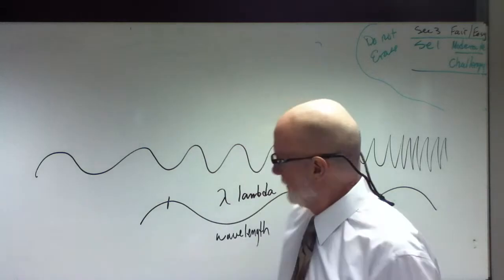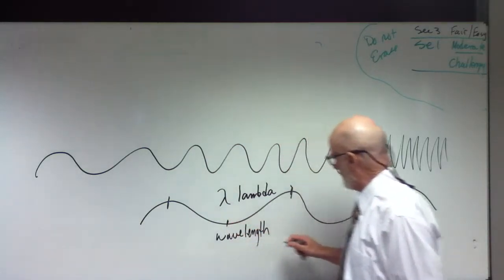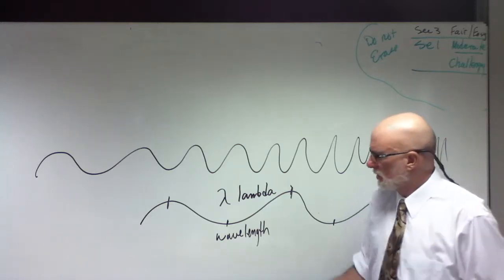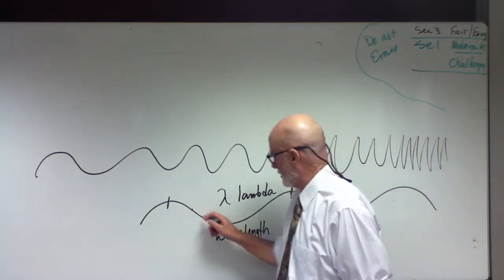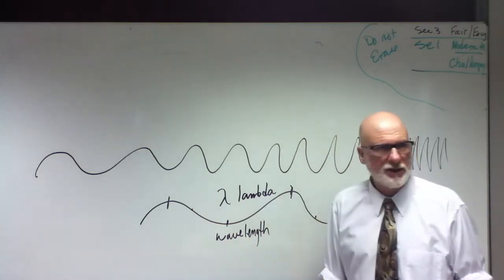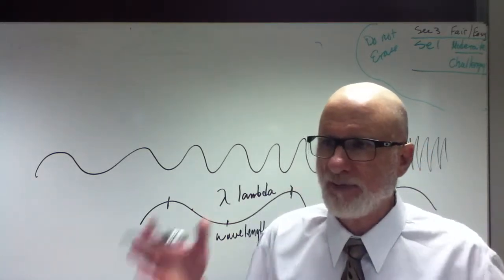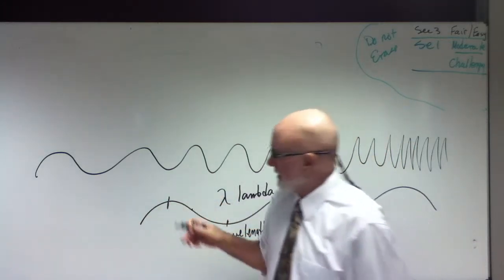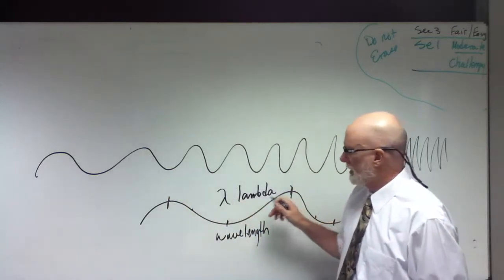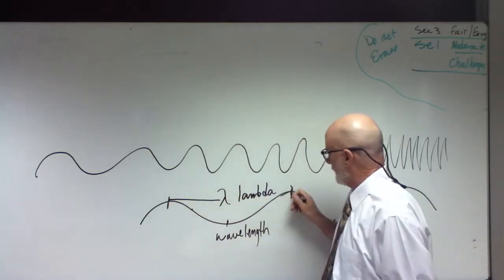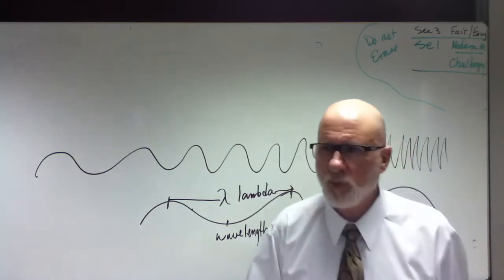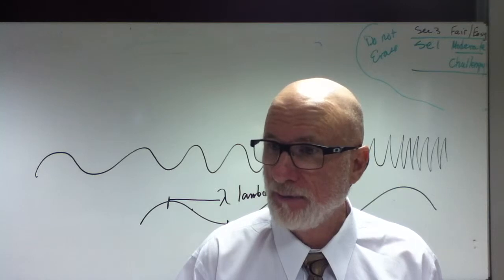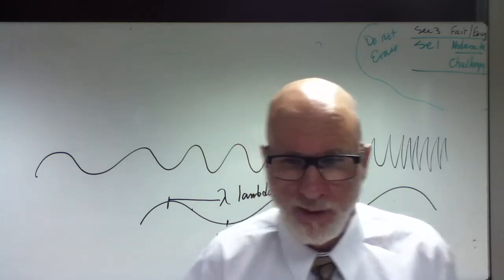In other words, couldn't this be the wavelength too, going from here to there, just the same point of each wave? One wavelength. Traditionally we say it's the distance from one crest to the other. That distance is the wavelength, but it could be simply one cycle of the wave, correct? All right, now.